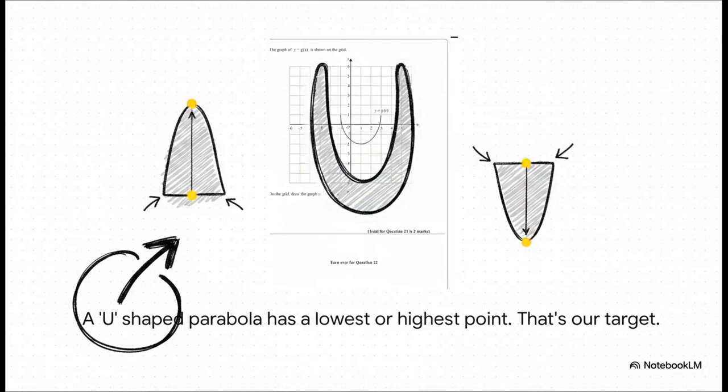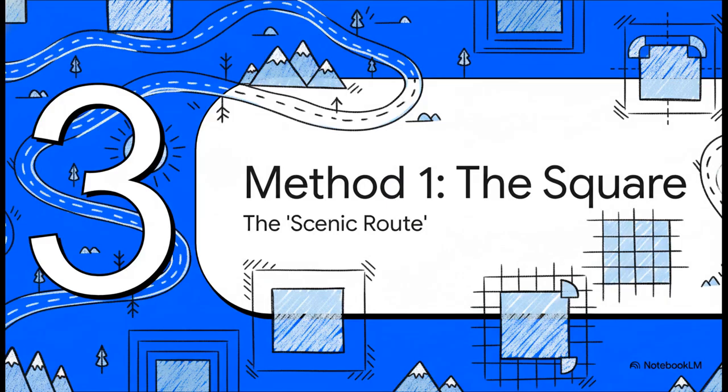It's 0. Now, our equation, with that x squared in it, describes a U-shaped curve, which is called a parabola. And as you can see, these parabolas always have a single lowest or highest point. Since the number in front of our x squared is a positive 2, our curve opens upwards, kind of like a smiley face. That means its turning point will be the very lowest point at the bottom of the U, and that's our target.